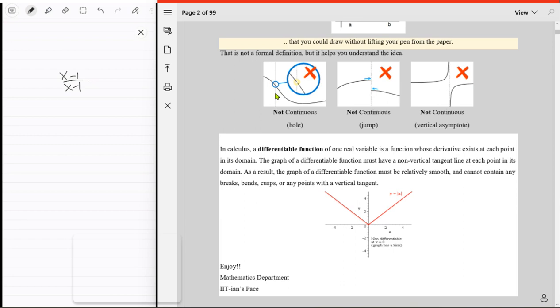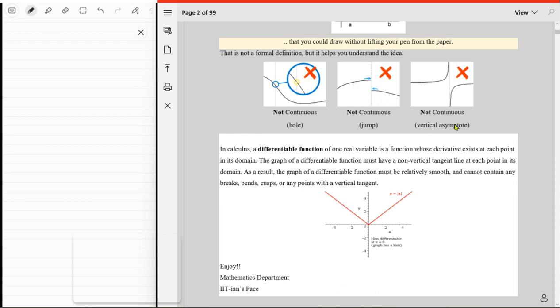You can define the function as this thing if x is not equal to 1, and it's equal to 1 if x is equal to 1. There you go. Now this is a continuous function. This is our function f, call it whatever you want. That makes sense. So now f(x) is continuous. These kinds of discontinuities are removable. This one is not removable because the left-hand limit and the right-hand limit are not the same.